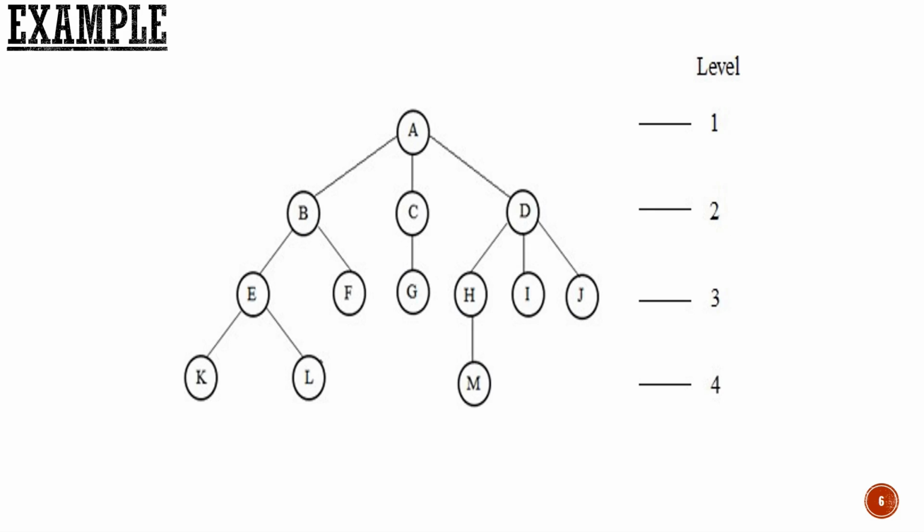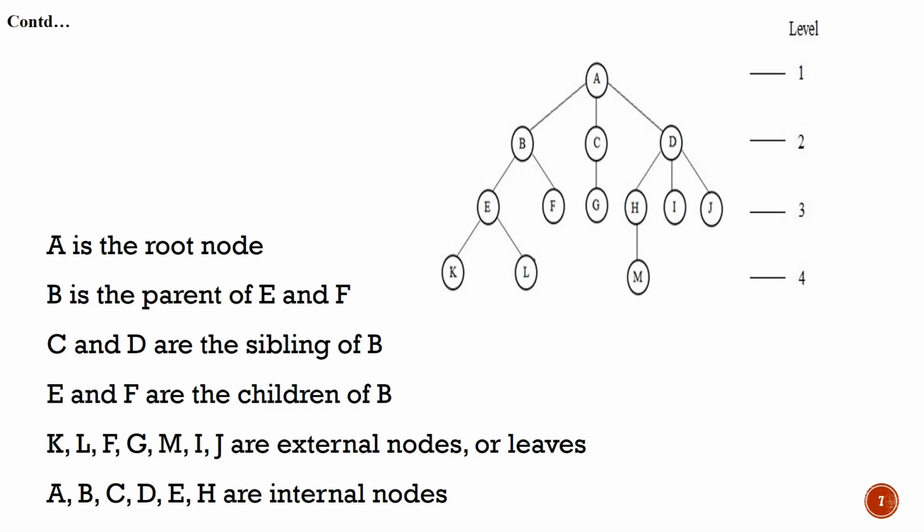Let us continue this example. Here, A is the root node. Why is it called the root node? Because there is no edge coming towards it. All the edges are going from it.